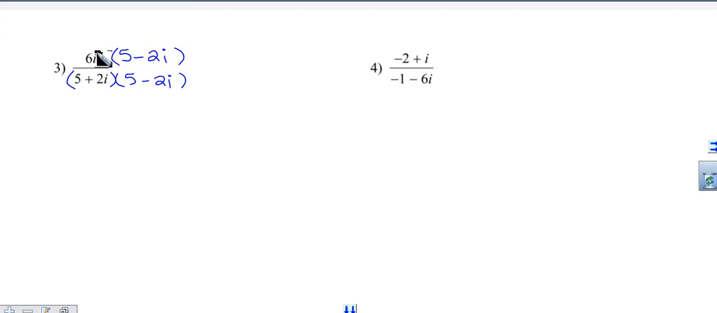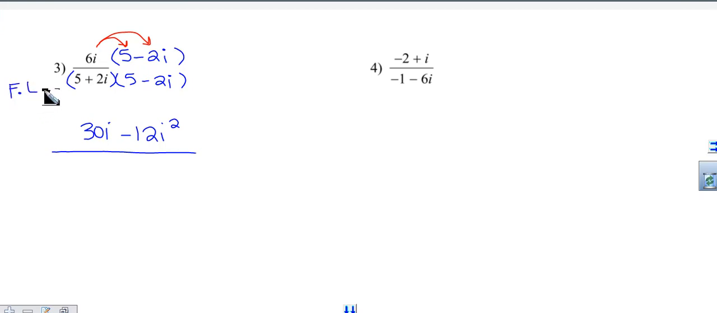Since my numerator is a single term, I will only take this single term and distribute it to each term in the second parentheses. So on the top, I have 30i minus 12i squared. In the denominator, I do have a binomial times a binomial, but since they are conjugates, I only have to multiply the first terms and the last terms because I know the other terms would cancel out if I wrote them all out.